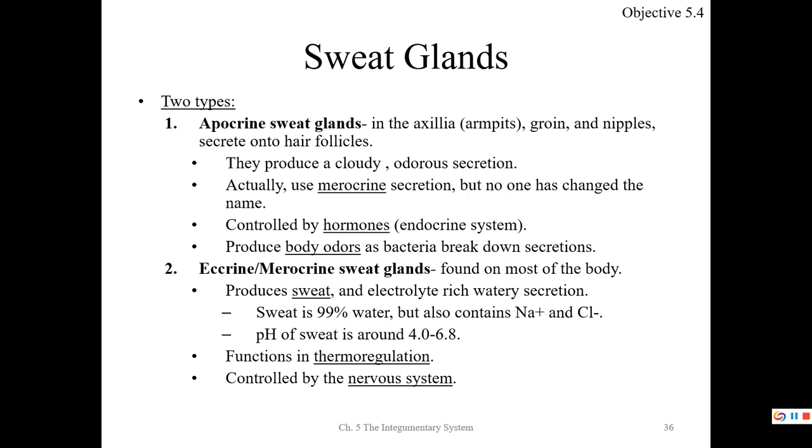Now, hormones control the apocrine sweat glands. That's what causes your body odors, your BO. It produces your body odors, especially as bacteria break down the secretions.